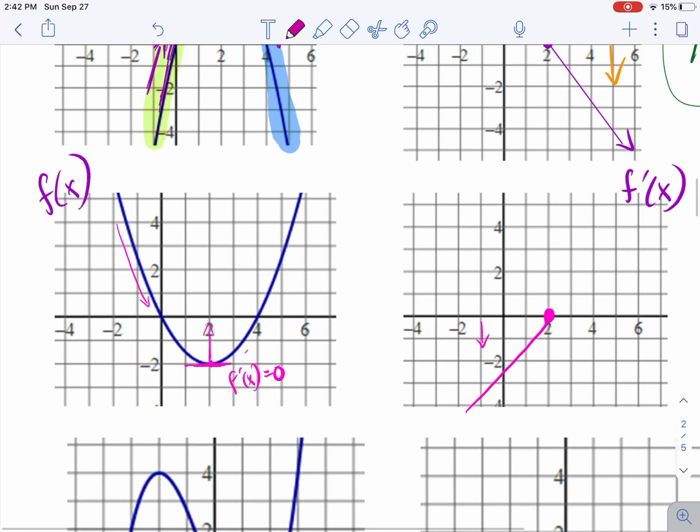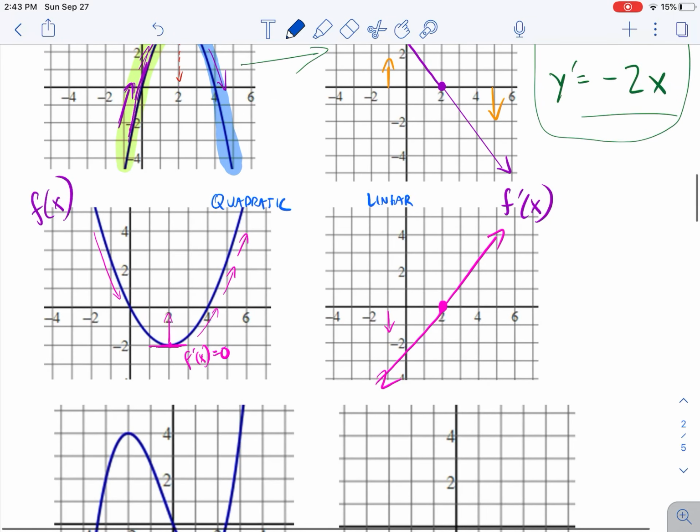After this, the function climbs. It's increasing, increasing. Therefore, the derivative is positive, meaning above the x-axis. There you go. And again, I know it's linear because I'm going from a quadratic. If I'm taking the derivative, I'm going to end up with a linear. And I'll show you why algebraically right now.